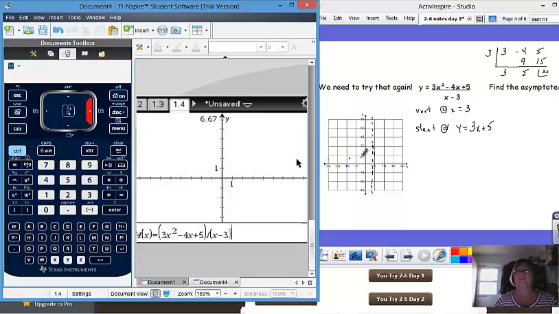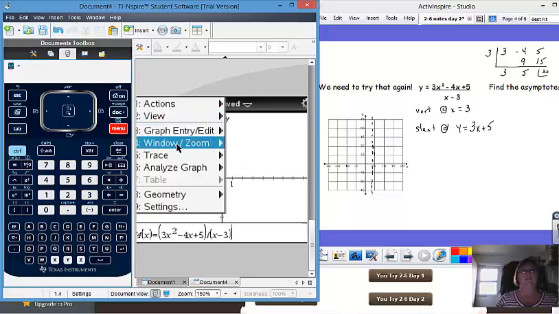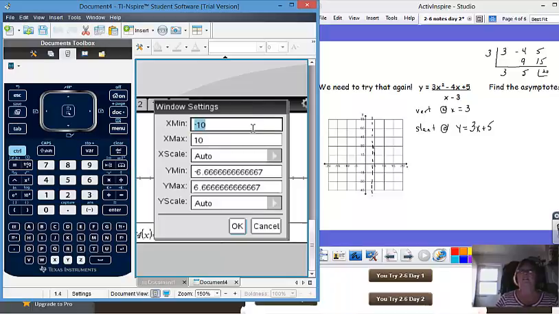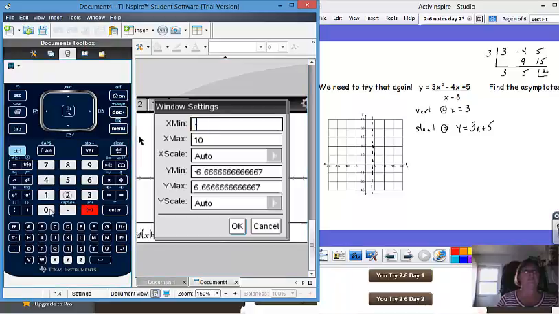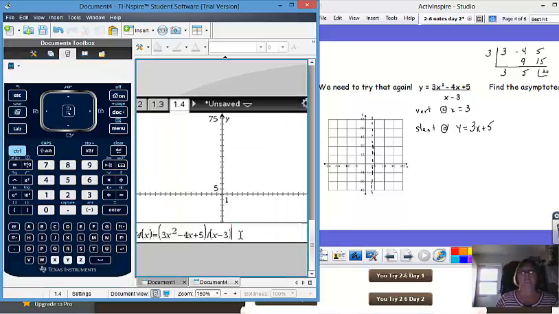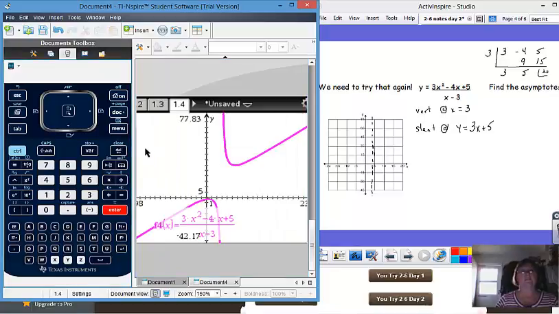I am going to set a window that looks like the one that we have here, so I'm going to go ahead and press my menu key, and I want window settings. X's are going in this picture from negative 20 to 20, so I'm going to make my window look like that, and then I'll sketch the graph when I'm finished here. Negative 20 to 20, and we'll let it auto size. Y's are going from negative 45 to 75. And let's see, there it is.